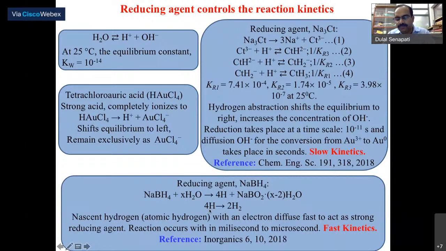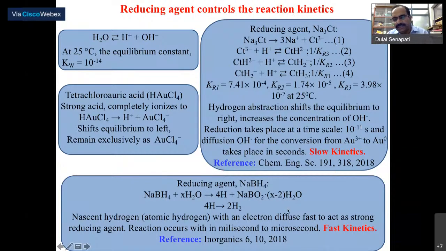So if you want to use this nascent hydrogen as a reducing agent, you need to slow down this reaction kinetics by dissolving the sodium borohydride in ice cold water. Since this is a single state, it generates nascent hydrogen, which has only one electron, so it immediately acts as a reducing agent. You don't have to go through a step-by-step method to generate hydrogen. So this will act as a very fast reducing agent, and the kinetics will be very fast.